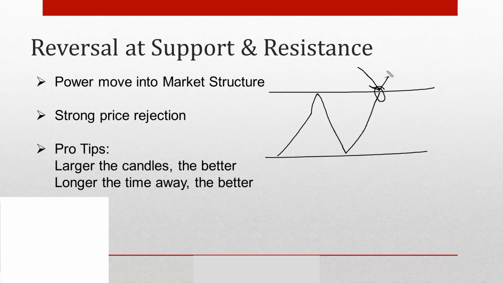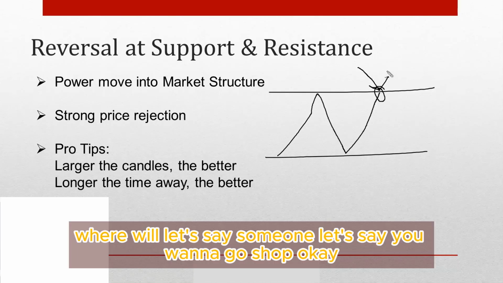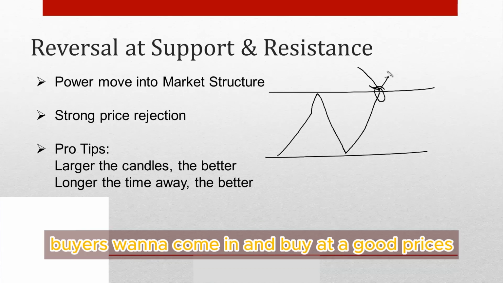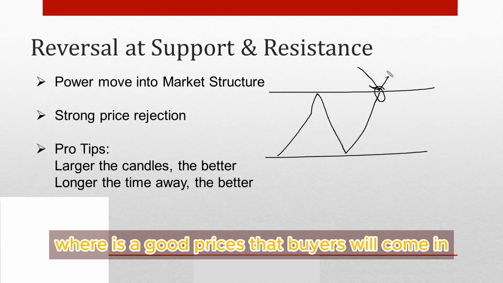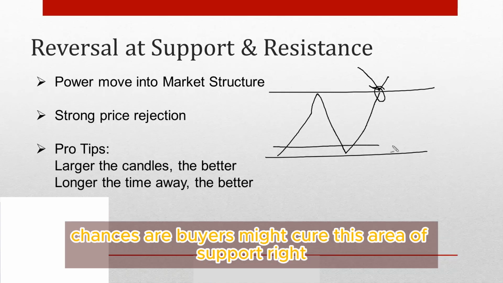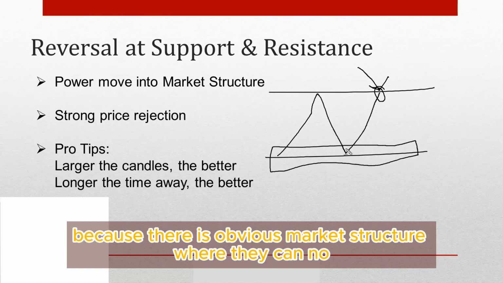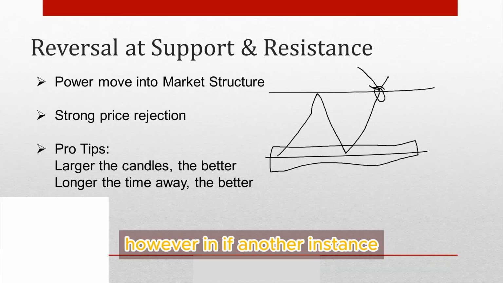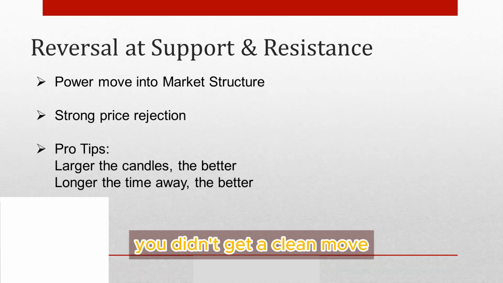where will, let's say you want to go short, there is definitely opposing pressure. Buyers want to come in and buy at good prices. Where are the good prices that buyers would come in? Well, if you look at this chart, chances are buyers might queue at this area of support, because there is obvious market structure where they can wait for price to retest and go long. Okay?